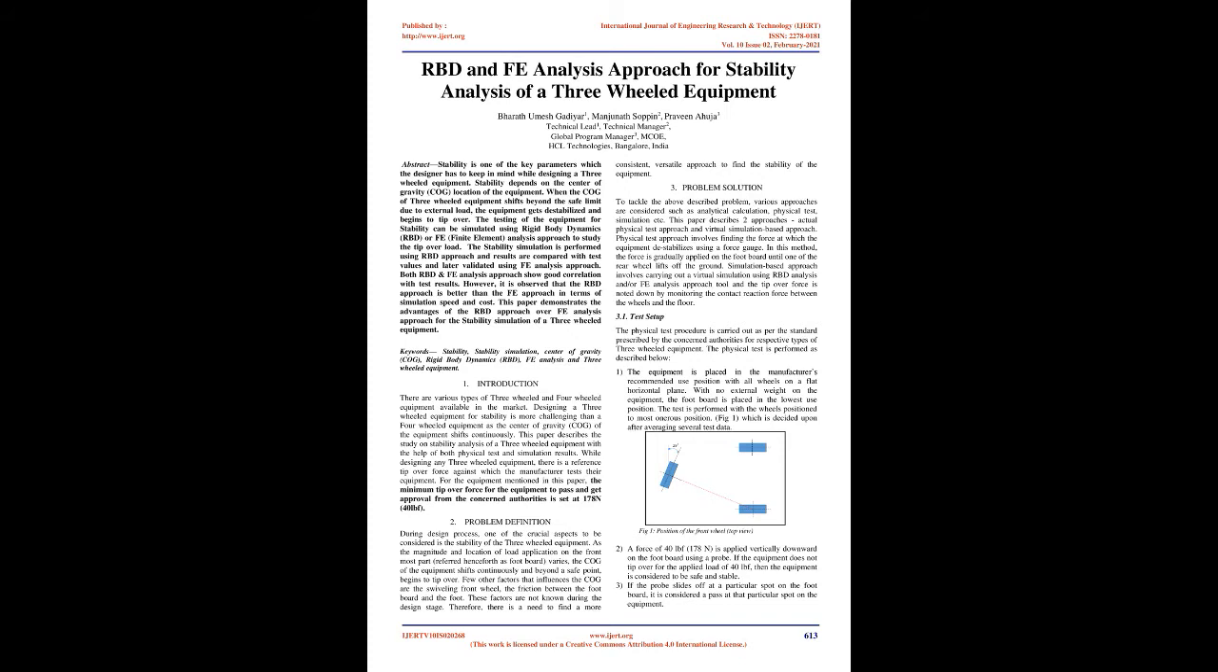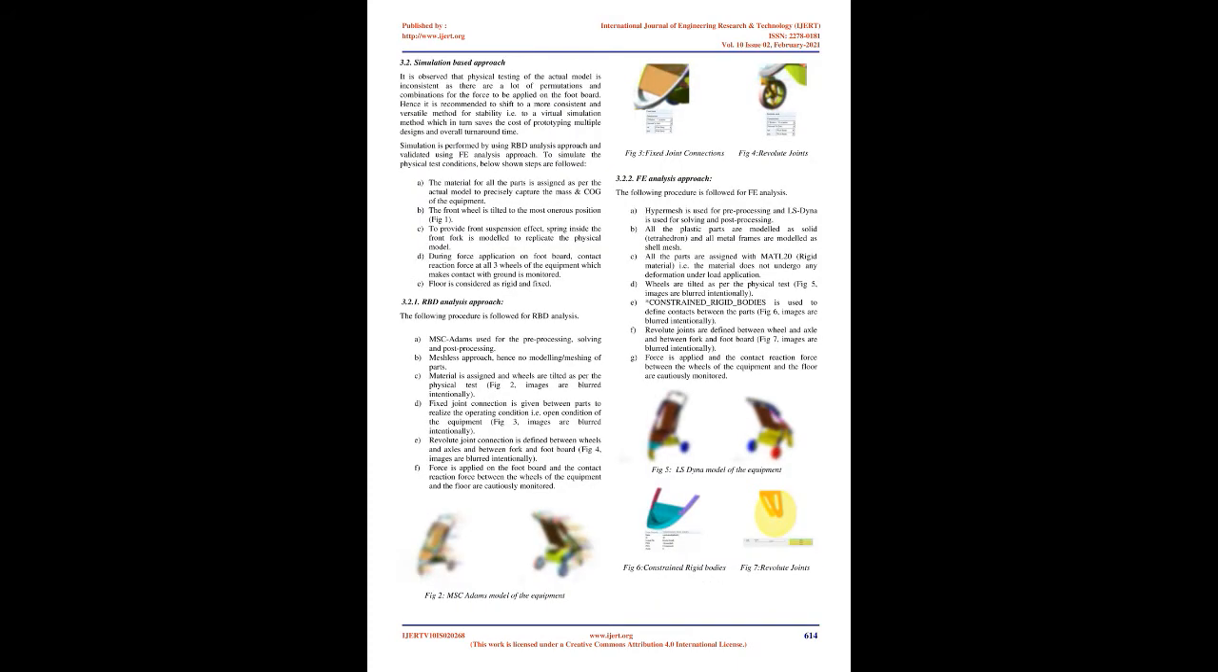Physical test approach involves finding the force at which the equipment destabilizes using a force gauge. In this method, the force is gradually applied on the footboard until one of the rear wheels lifts off the ground. Simulation-based approach involves carrying out a virtual simulation using RBD analysis and/or FE analysis approach tool, and the tip-over force is noted down by monitoring the contact reaction force between the wheels and the floor.